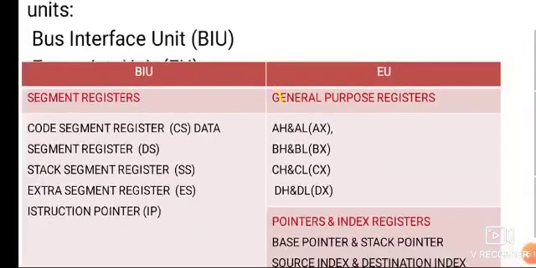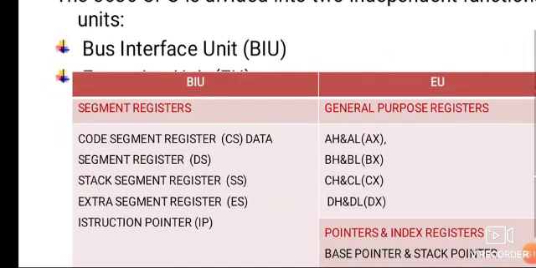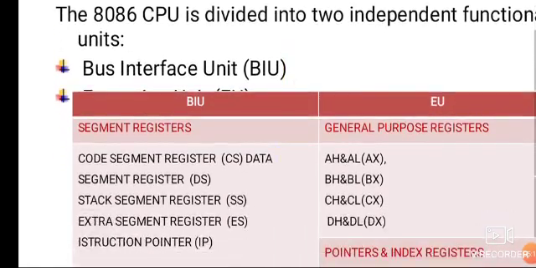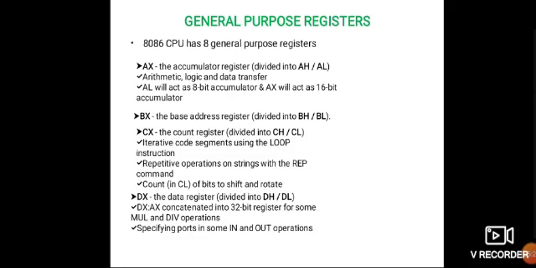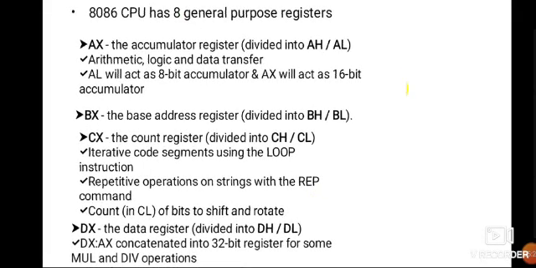This is just a grasp of it, where you can see the registers present, which I just told you. Coming to the general purpose registers, briefly, AX is the accumulator register, which is divided into AH and AL. Its basic function is to perform arithmetic and logical operations, and it is even used for data transfer. When you are operating on 8-bit data, AL acts as an 8-bit accumulator, and when you are operating with 16-bit data, AX acts as the accumulator.